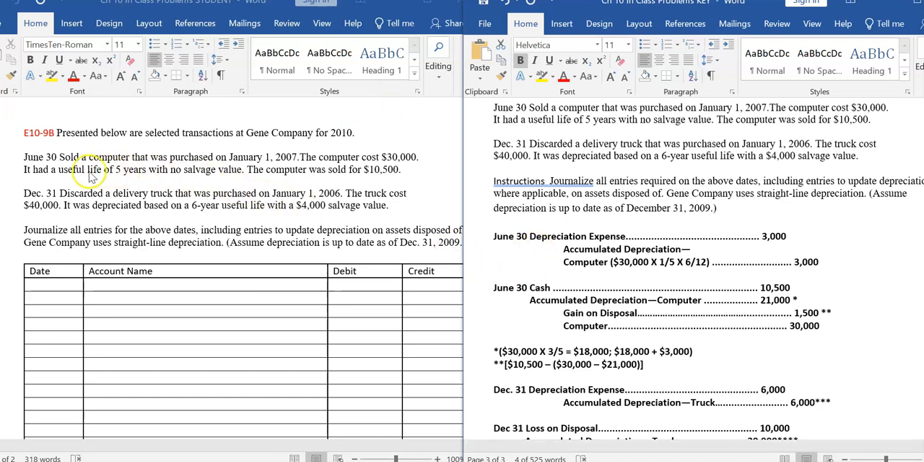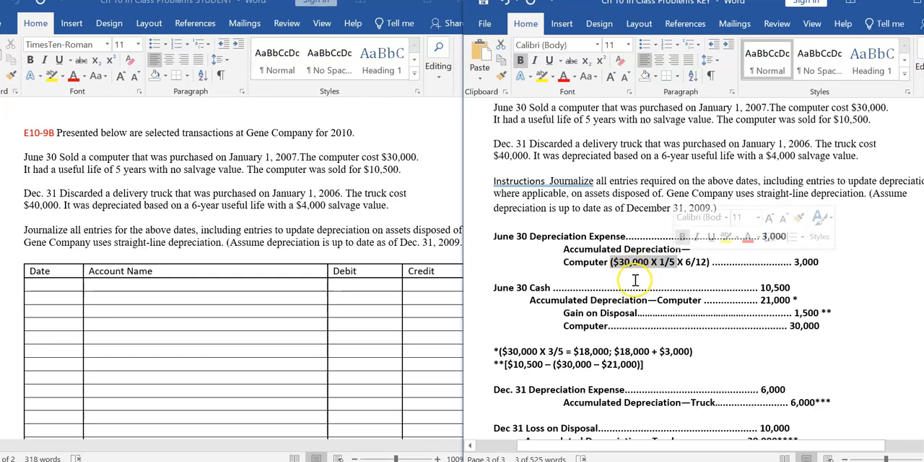Now this was a straight line. This company uses all straight line depreciation. So let's figure out how much we need to depreciate under the straight line method. The formula is to take the asset's cost, which is $30,000. It had no salvage value or no residual value estimated. That means we don't have to subtract out any residual or salvage value. So the cost, and then we divide by the number of years of life.